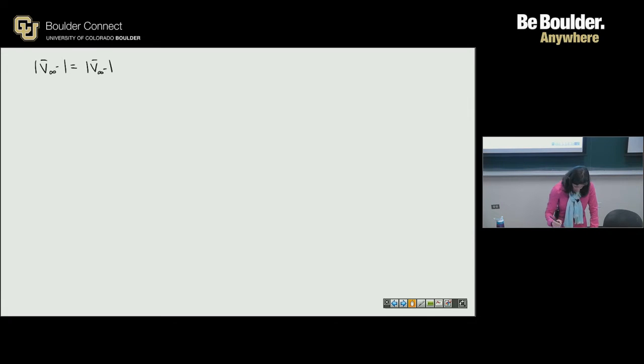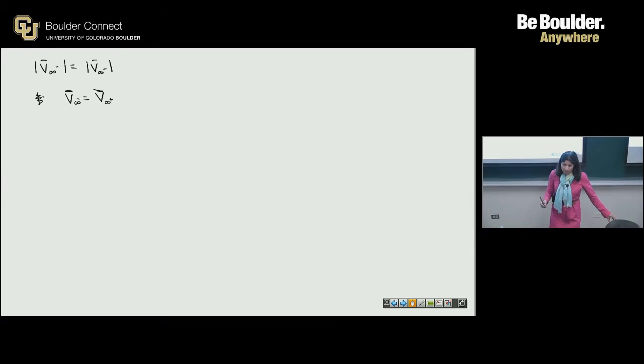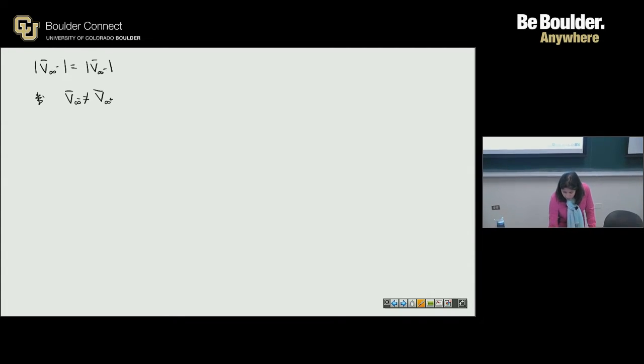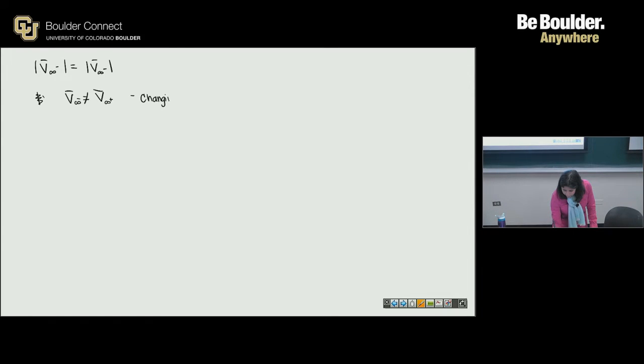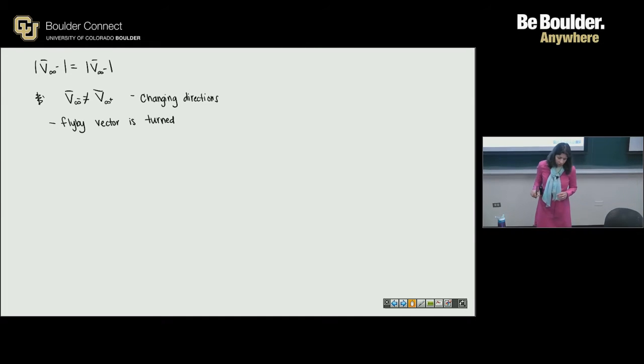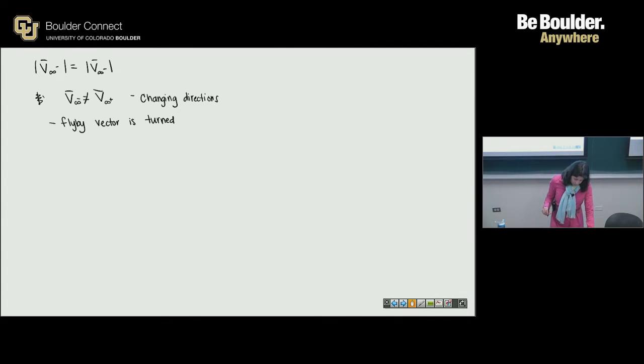Sometimes people will say the vectors are equal, in and out. But is that statement true? No. This statement is not true because we're changing directions. Our flyby vector is turned. The magnitudes are the same, but the velocities are different. So components of velocity are different.